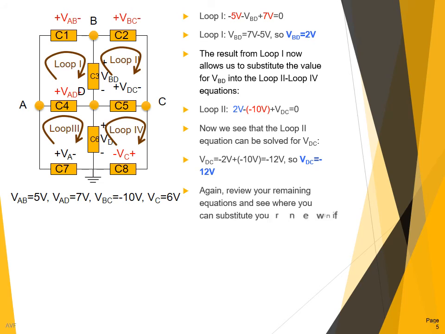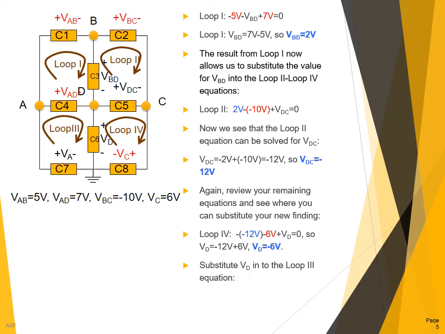Again, you substitute VDC wherever it is found in the remainder of the equations. Loop 4, if you substitute VDC in there, the only remaining unknown is VD. So VD is equal to minus 6 volts. And then you substitute VD into the loop 3 equation and calculate VA. So we did start from loop 1 and go to loop 2, but then we jumped to loop 4 because that was the equation where it made sense to work with next.